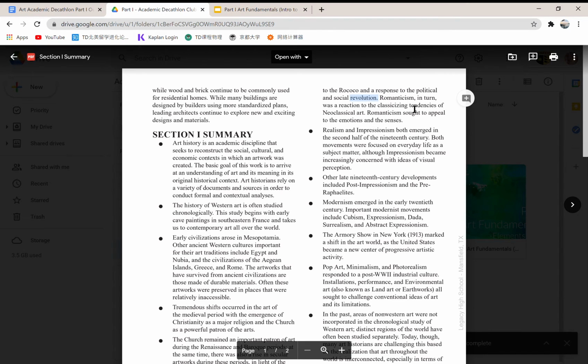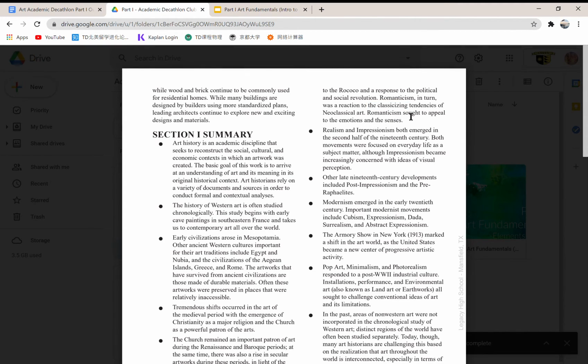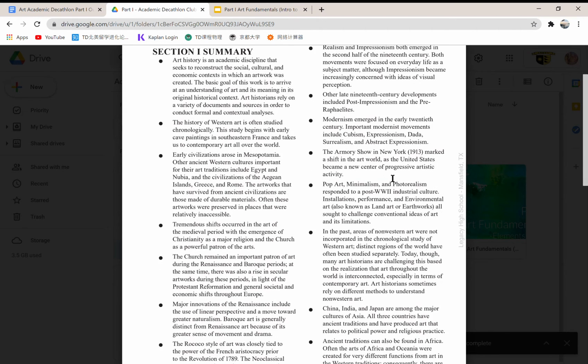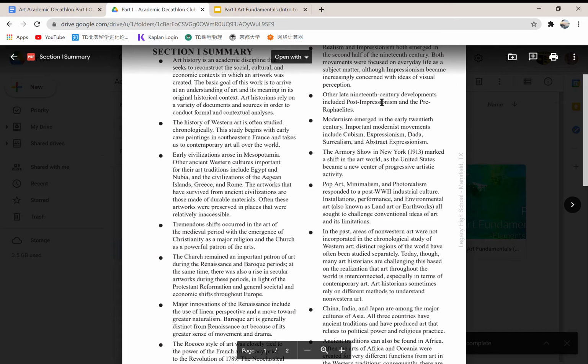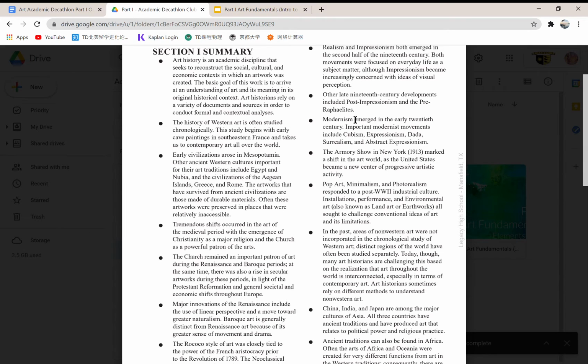Romanticism, in return, was a reaction to the classicizing tendencies of neoclassical art. Romanticism sought to appeal to the emotions and senses. So, Romanticism: emotions and senses. Realism and Impressionism both emerged in the second half of the 19th century. They focused on everyday life as a subject matter, although Impressionism became increasingly concerned with ideas of visual perception. Other late 19th century developments include Post-Impressionism and the Pre-Raphaelites.